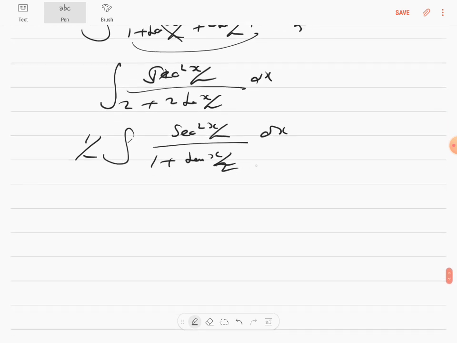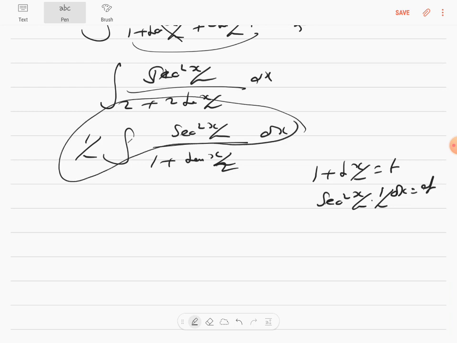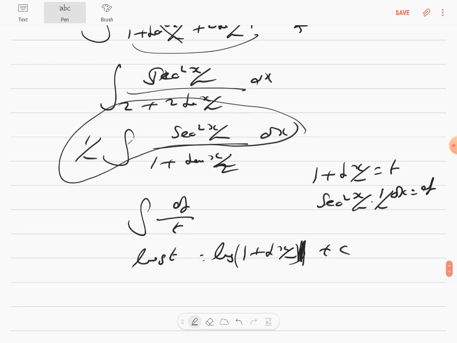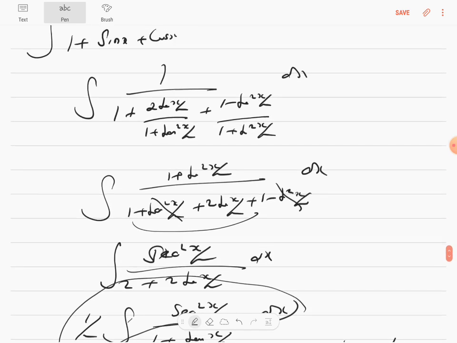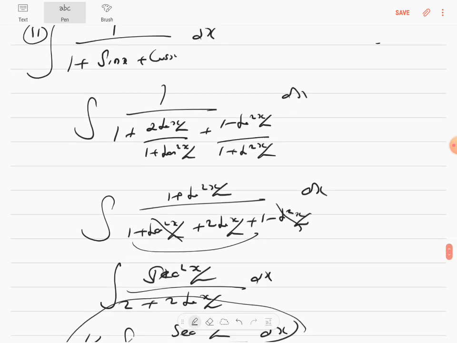If you assume 1 plus tan x by 2 itself as t, 1 will become 0, differentiation, secant square x by 2 into 1 by 2 into dx is equal to dt. You have secant square x by 2 into 1 by 2 itself here. Totally dt by t, which is log t, which is log of mod 1 plus tan x by 2 plus c. So simple as this, okay. So you should remember that you can't rationalize this format.